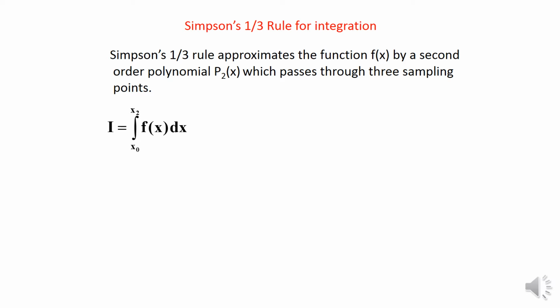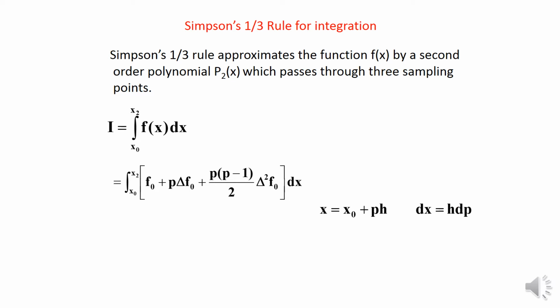Here you can see that we are using 3 points x0, x1, x2, and we do as we did in Newton Cotes or the trapezoidal rule and substitute x equal to x0 plus ph, and then we take dx equal to h dp, and we expand f(x) with the help of Newton's forward interpolating formula, and we get this expression. Now we integrate term by term. So we have written here x equal to x0 plus ph and dx equal to h dp.